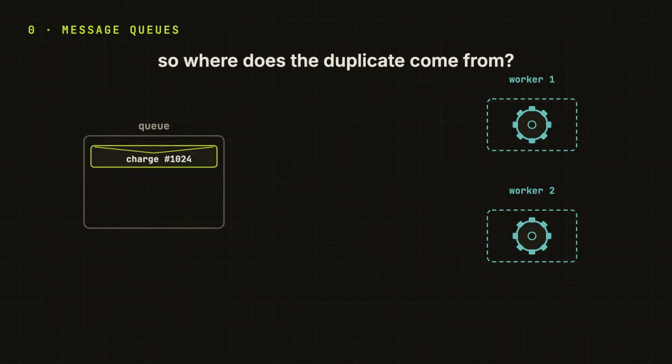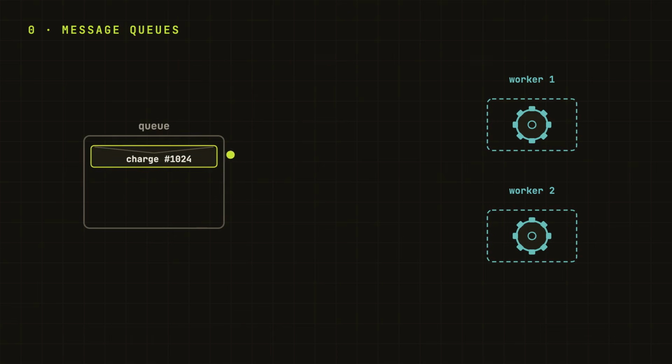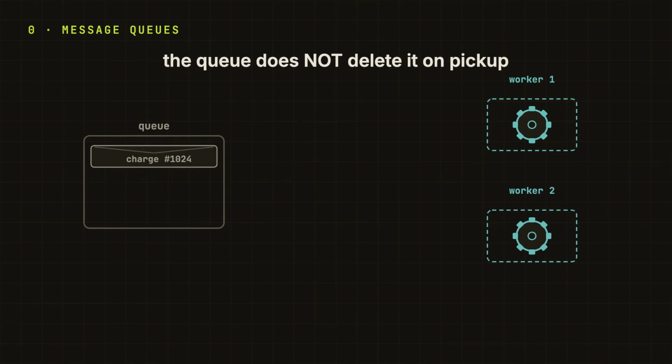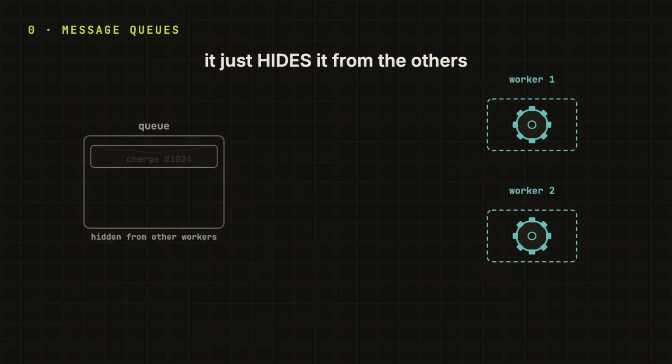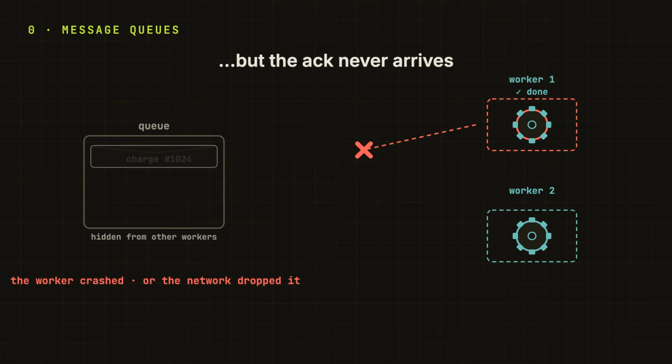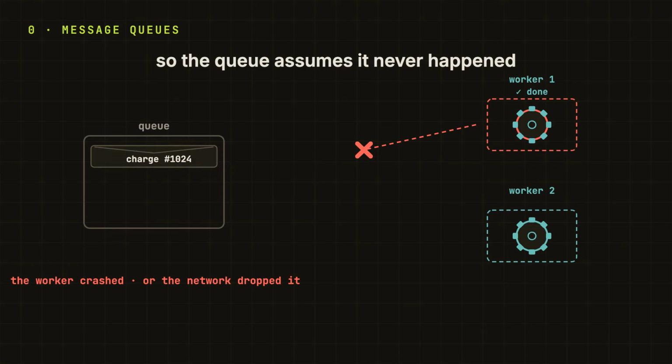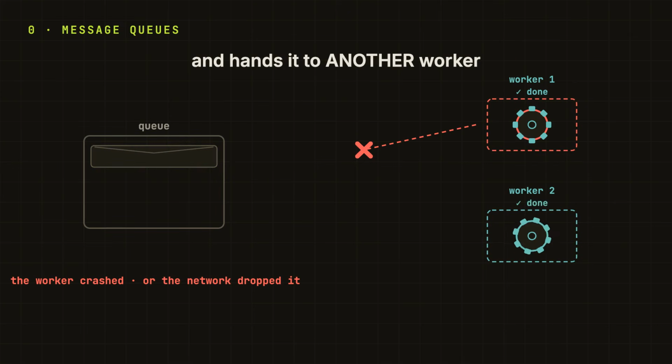And where does the duplicate actually come from? At high level, the queue does not delete a message when a worker picks it up. It keeps it hidden from the other workers and waits for that worker to send back an acknowledgement, meaning done. And if that acknowledgement does not arrive in time, because the worker crashed or the network dropped it, the queue assumes the work never happened and hands the message to another worker. So nothing is ever lost, but work that actually finished and simply failed to acknowledge gets done a second time.